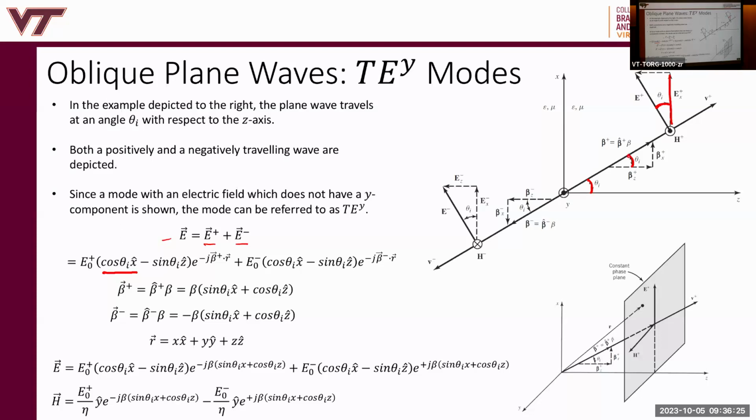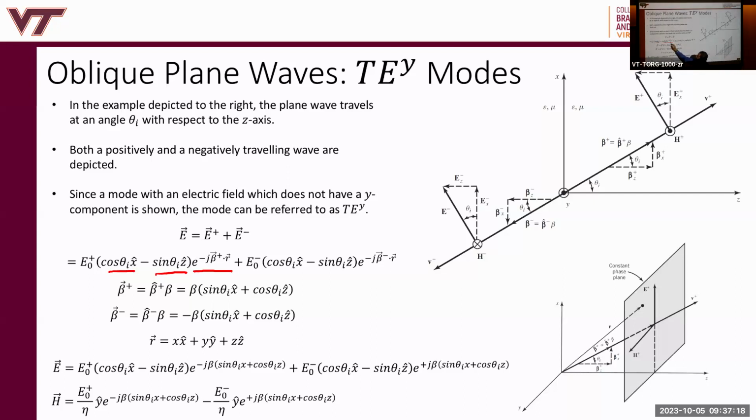So from this triangle, the x component here is equal to E plus times cosine of theta, right? And then the z component is negative E plus sine of theta, right? Why is it negative? Because it points in the negative z direction. The x component is positive because it points along the positive x-axis. All right, good. So E naught plus, and then cosine theta I x hat minus sine theta I z hat. And then we have e to the minus j beta dot r, which is the general form for the phase term.